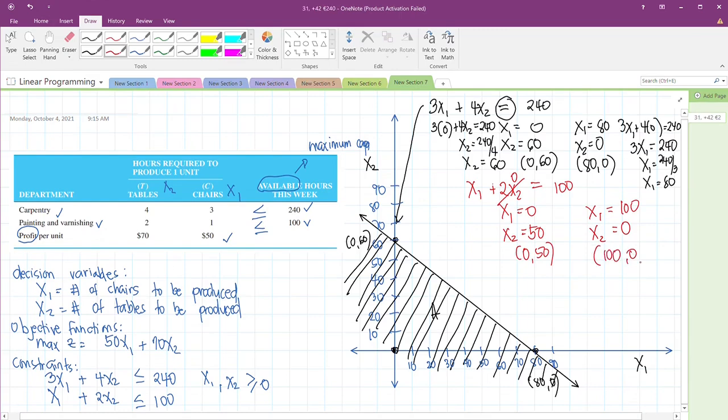Okay? So, 0, 50 muna tayo. Yan yung 0, 50 natin, itong part na 'to. And then, next natin, ito, 100, 0. Okay? So, ito naman yung ating 100, 0. Let's draw a line ulit dun sa 100, 0 tsaka dun sa 50. So, taas ko lang 'to ng konti. Yan. So, yan yung line natin for yung isa naman, yung x1 plus 2x2 is less than or equal to 100.